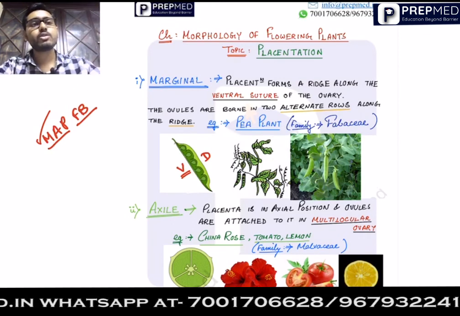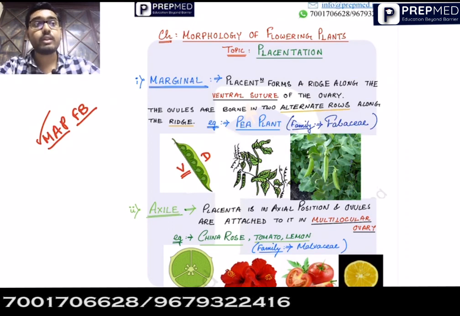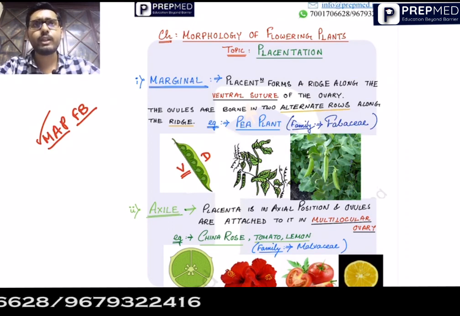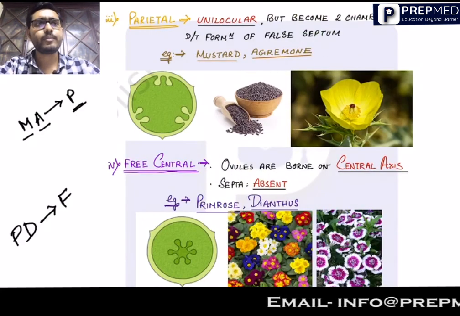Okay, so next is axile. Placenta is borne in axial position. It is a multilocular ovary because there is presence of septa. Examples: China rose, tomato, lemon. Family is Malvaceae. If you don't remember it, it's not a big deal.